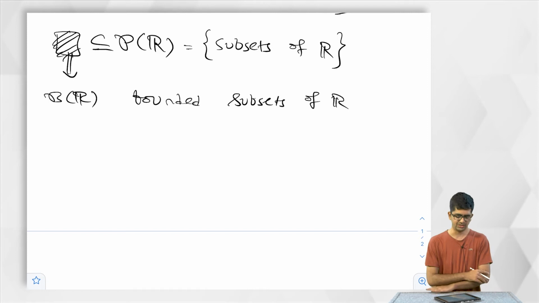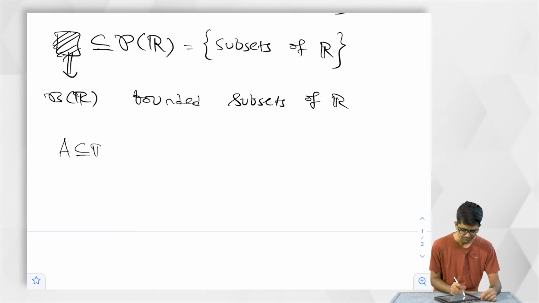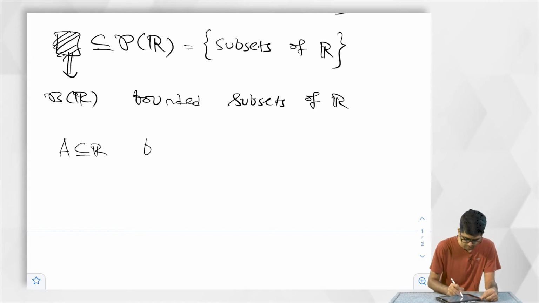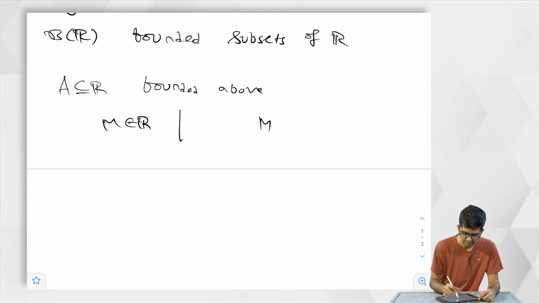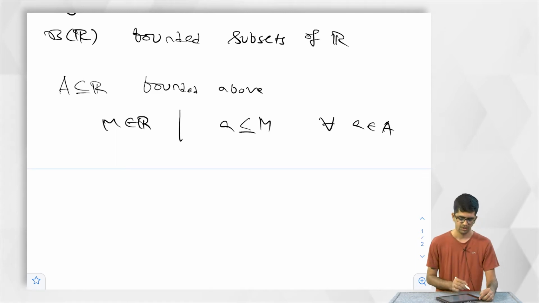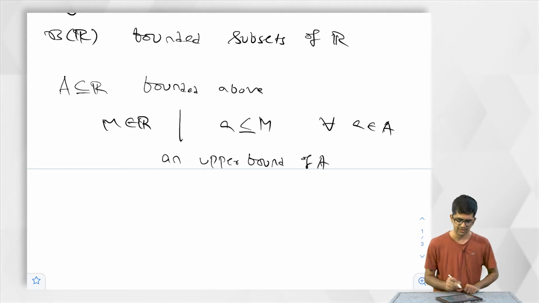So, I will explain what this really is. A subset A of R is said to be bounded above if there is an element M belongs to R such that M is greater than or equal to a for every a belongs to A. In that case, we say that A is bounded above and M is an upper bound of A.